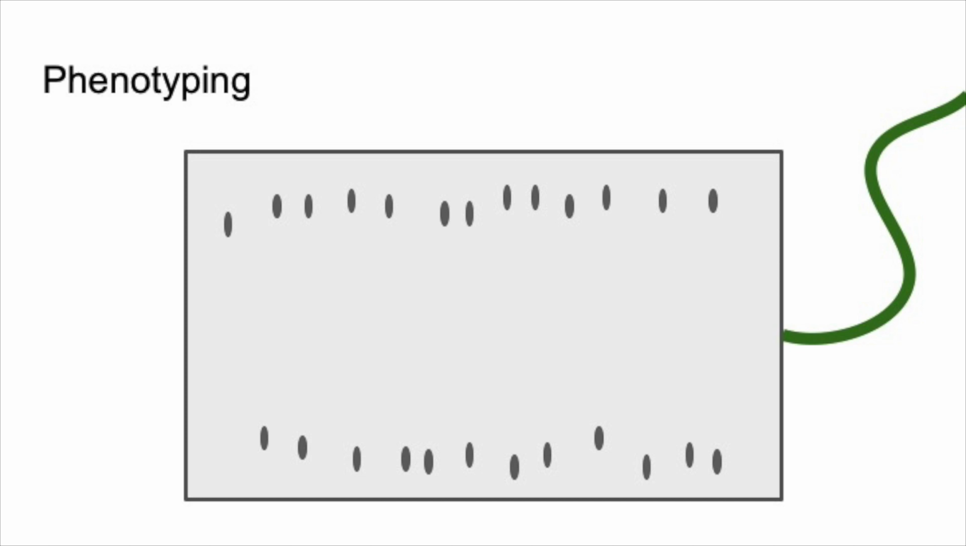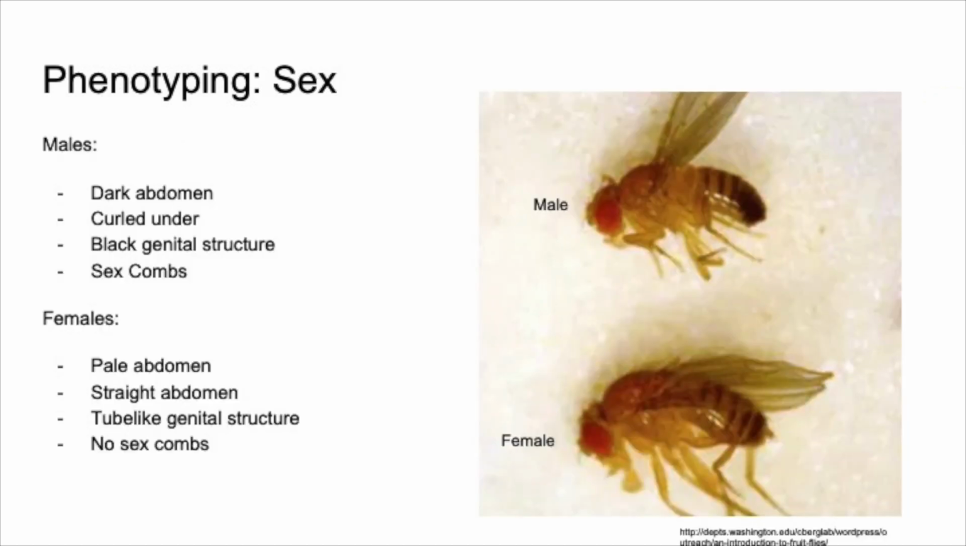There are a number of different traits that you can phenotype flies for, the most common of which is sex. So looking at this image again, you'll see that there are a number of incredibly obvious sex differences between male and female fruit flies. The males tend to be smaller and have very dark black abdomens that curl under their bodies so that their genitals are pointing either down or slightly forwards. Females, on the other hand, tend to be much larger than males. They have pale abdomens, and their abdomens tend to extend backwards, ending in a point.